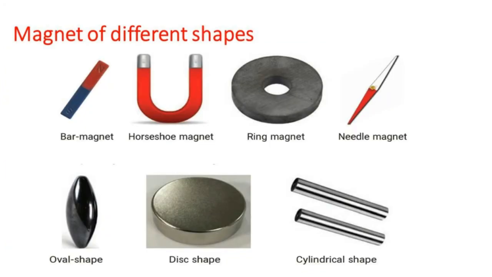Magnets of different shapes. After learning the method of changing a piece of iron into a magnet, that is magnetization, we have been making and using several kinds of magnets. Such man-made magnets are called artificial magnets. Bar magnet, horseshoe magnet, ring magnet, and needle magnet are generally used artificial magnets. Oval-shaped, dish-shaped, and cylindrical magnets are also available.